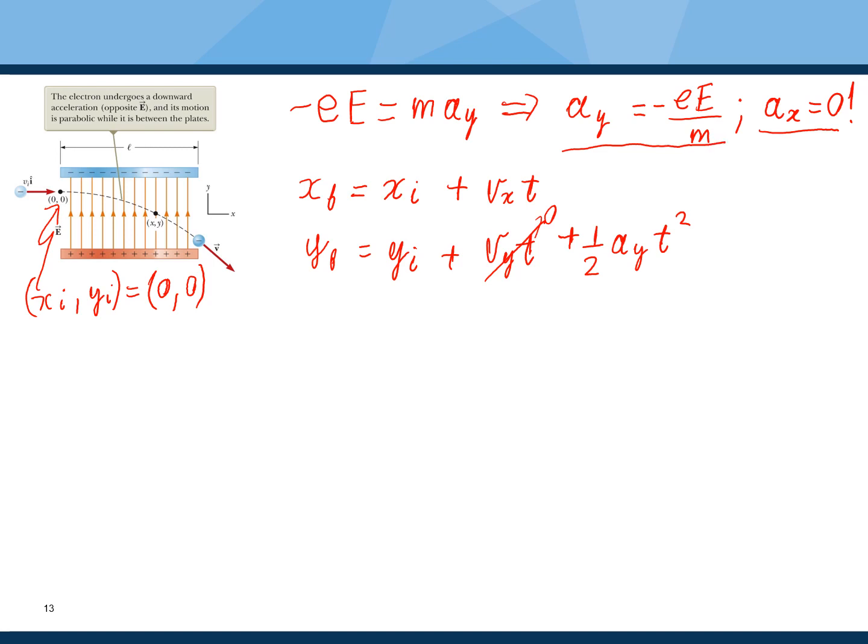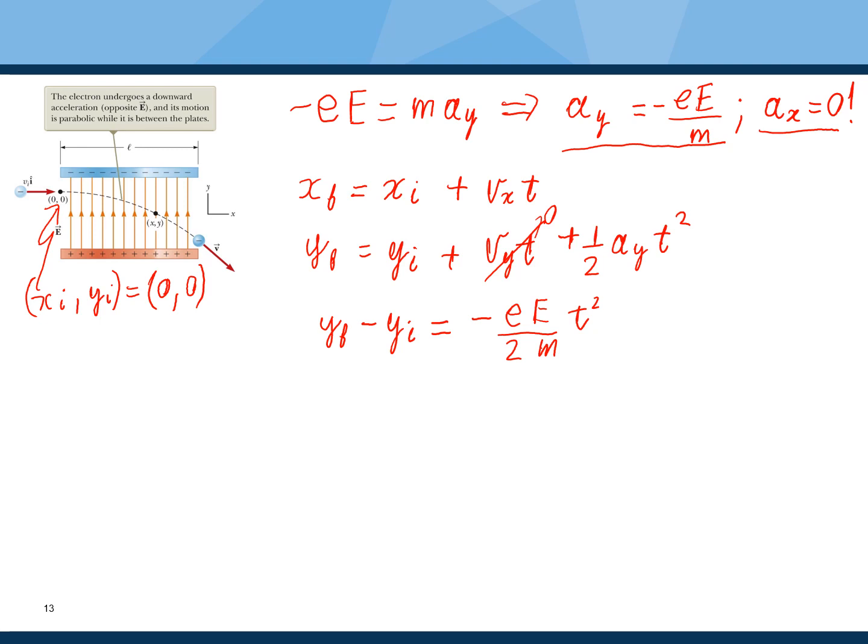So we can now simplify our equations. We obtain yf, and we take yi to the left. So we have yf minus yi is equal to, for vy we have 0, and for ay we know it's negative, so we obtain minus little e times big E divided by 2m times t squared. Now, how do we get rid of t squared? Because what we want to do is obtain an equation for the trajectory of the electron.